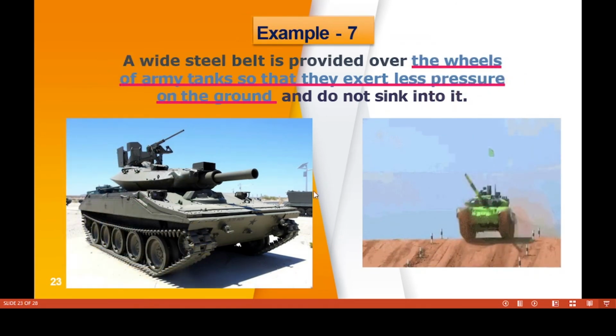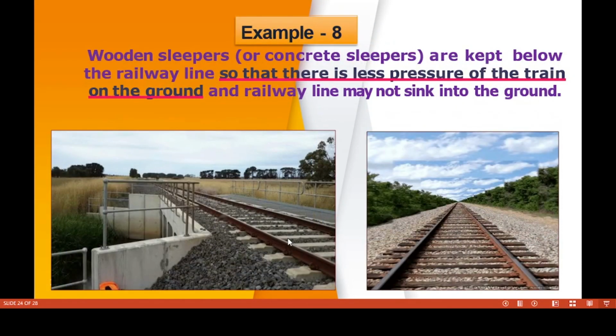And then children, have you seen these army tanks? Yes, here a steel belt is provided over the wheels of an army tank. The wheels alone would give more pressure, but because the steel belt is provided over the wheels of the army tank, they exert less pressure on the ground, so they do not sink into it. Now it's a time for example 8.